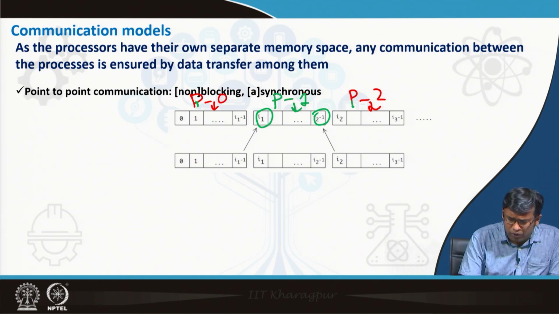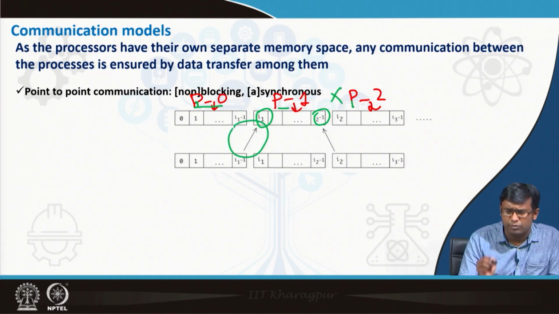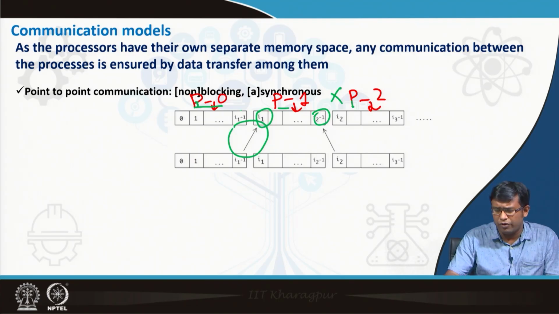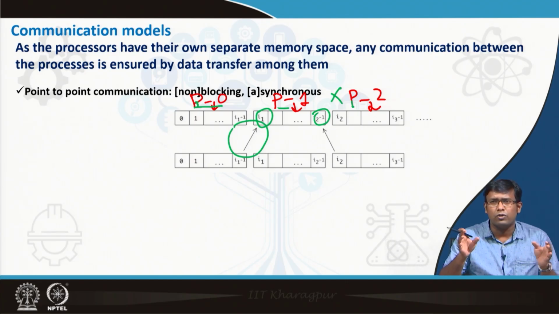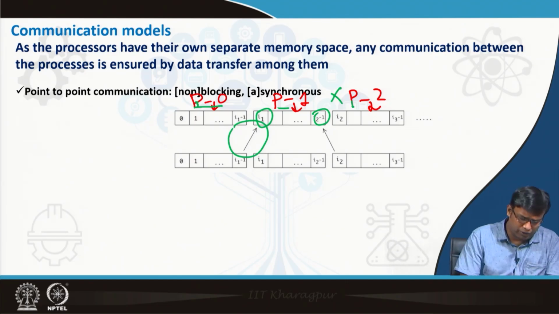When processor 0 takes data from processor 1, processor 2 does not know about it, as this is in between these processors. Similarly, when processor 2 takes data from processor 1, processor 0 does not know about it. So, this is a very individual data transfer between two individual processors, and we call them point to point communication.